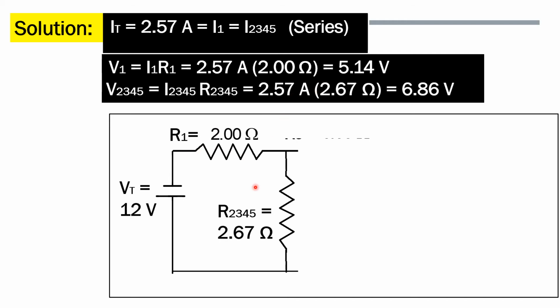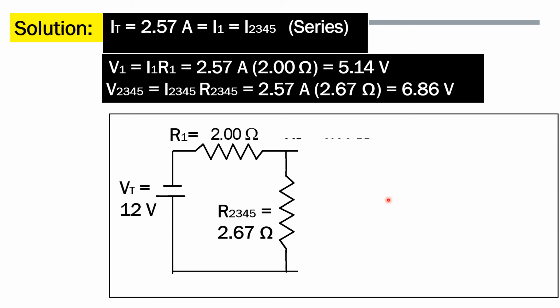Alright, now since we also said that I sub 2, 3, 4, 5 is equal to 2.57 amperes, using Ohm's law once again, multiplying I sub 2, 3, 4, 5 by the equivalent resistance R2, 3, 4, 5, and substituting 2.57 amperes multiplied by 2.67 ohms, what we get is the voltage across this resistance, V2345, equals 6.86 volts.